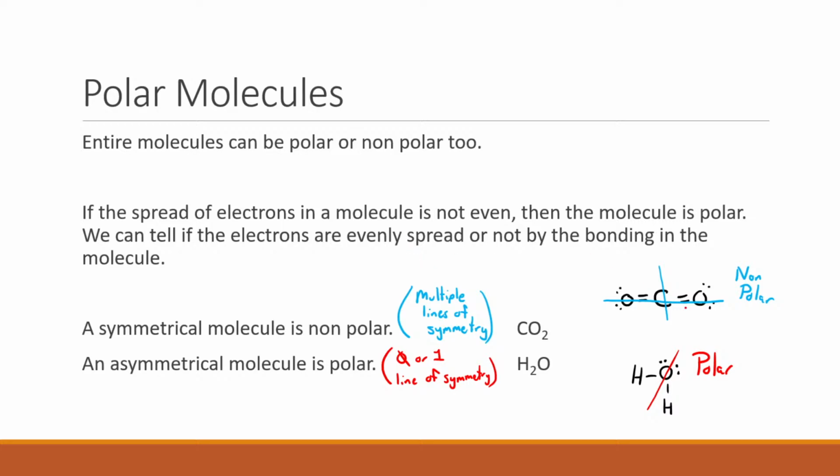Multiple lines of symmetry, non-polar. It means the electrons are being shared equally. 0 lines of symmetry or 1 line of symmetry, it's a polar molecule. That means that electrons are not being shared equally.